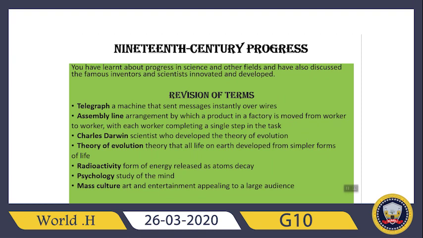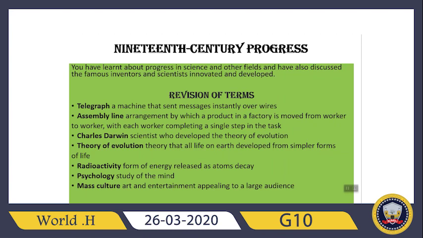Okay, so a few terms, like telegraph. Telegraph is just like today we have WhatsApp, SMS and all that. So in those times, telegraph meant a machine that sent messages instantly over wires. Then another term is assembly line. Assembly line is an arrangement by which a product in a factory is moved from worker to worker, with each worker completing a single step in the task.